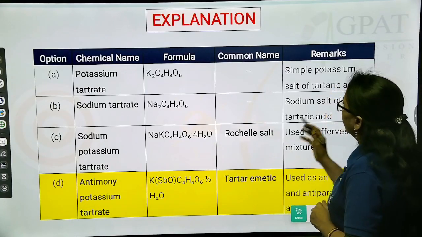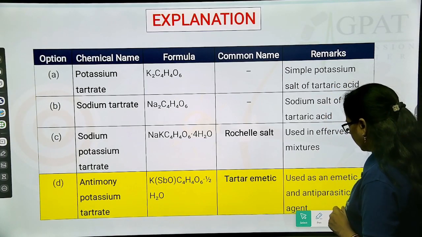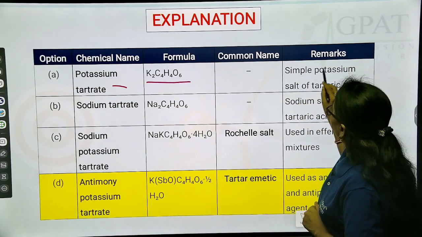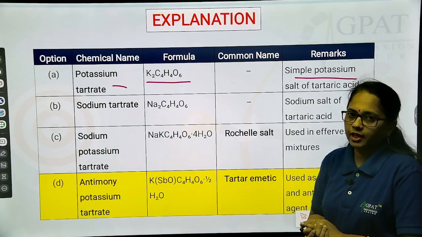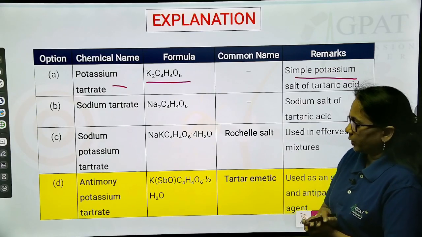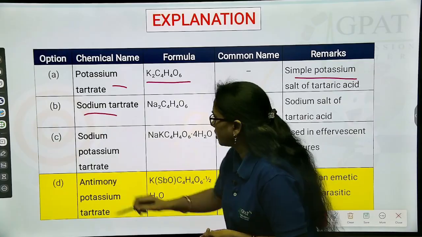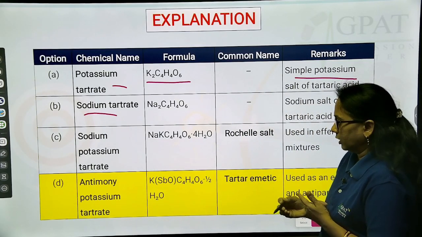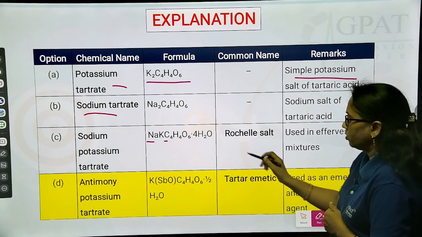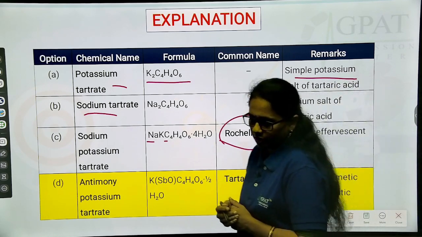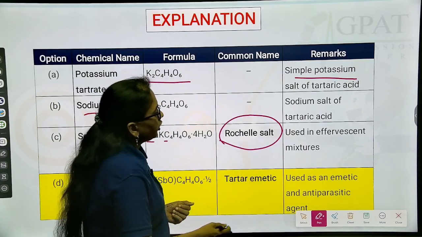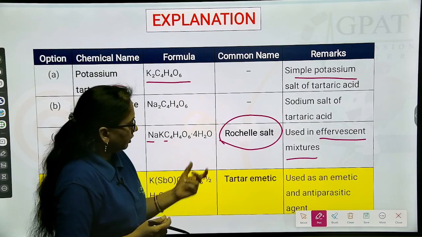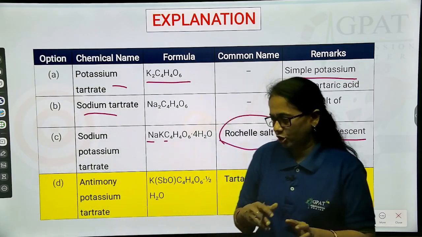So, let us see the common names for some of the other compounds also. In this, if you observe the potassium tartrate, in the simple tartaric acid, it is going to be converted into the potassium salt, and sodium tartrate is also going to be used in such a way that sodium potassium tartrate, this is a double salt. Both sodium and potassium it is going to be used. This is the common name having a Rochelle salt. So, mostly it is going to be used in the effervescent mixtures. Whenever the effervescent formulations are going to be done, then they are going to use this sodium potassium tartrate.